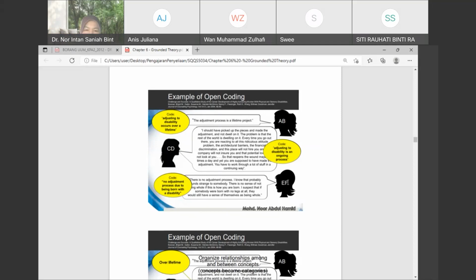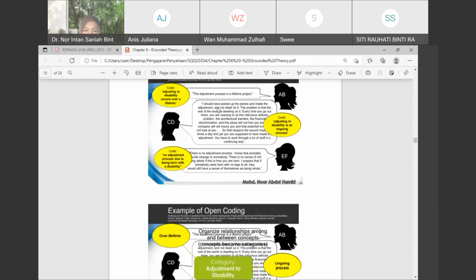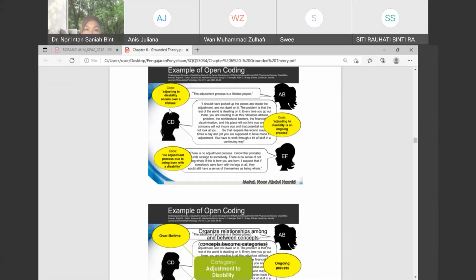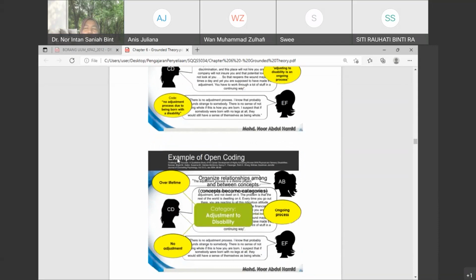Okay, so another example. From this code, 1, 2, 3. Adjusting to disability occurs over a lifetime. Adjusting to disability is an ongoing process. No adjustment. We will combine these to become one category. Okay, ini baru code nah. Menarik tak menarik? So from the 3 codes just now, we will make one category, which is adjustment to disability.